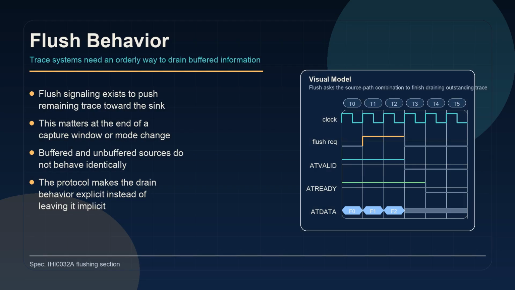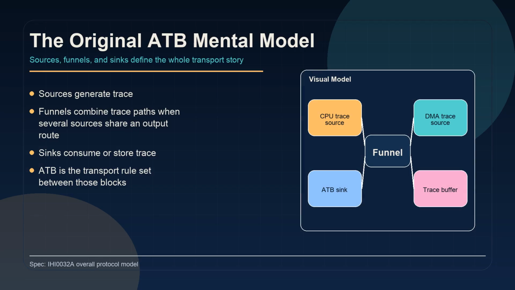Flush behavior is another key origin point. Trace systems need a clean way to say drain what is left so the sink sees a complete picture rather than a truncated one. The easiest ATB picture to remember is sources, funnels, and sinks. ATB is the transport contract that lets those blocks share trace safely.